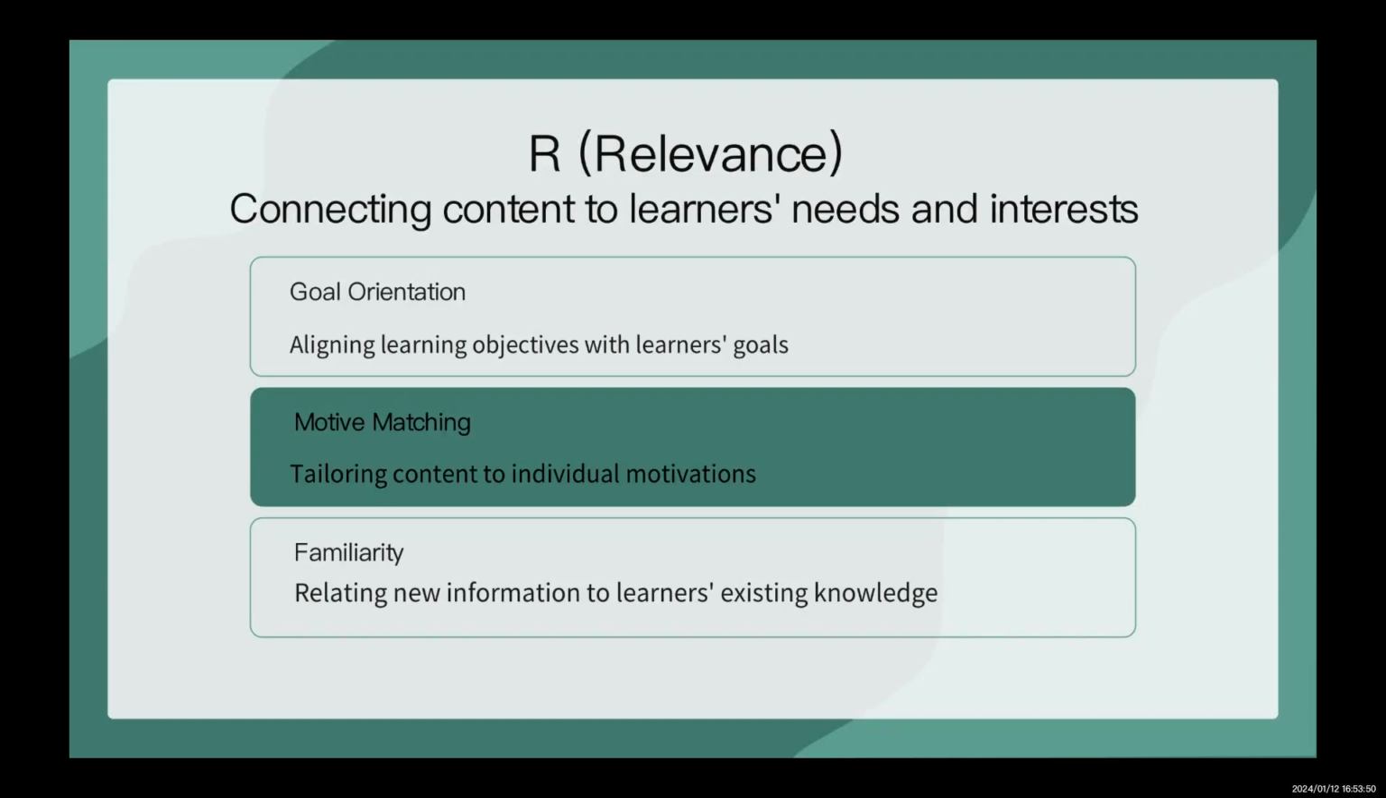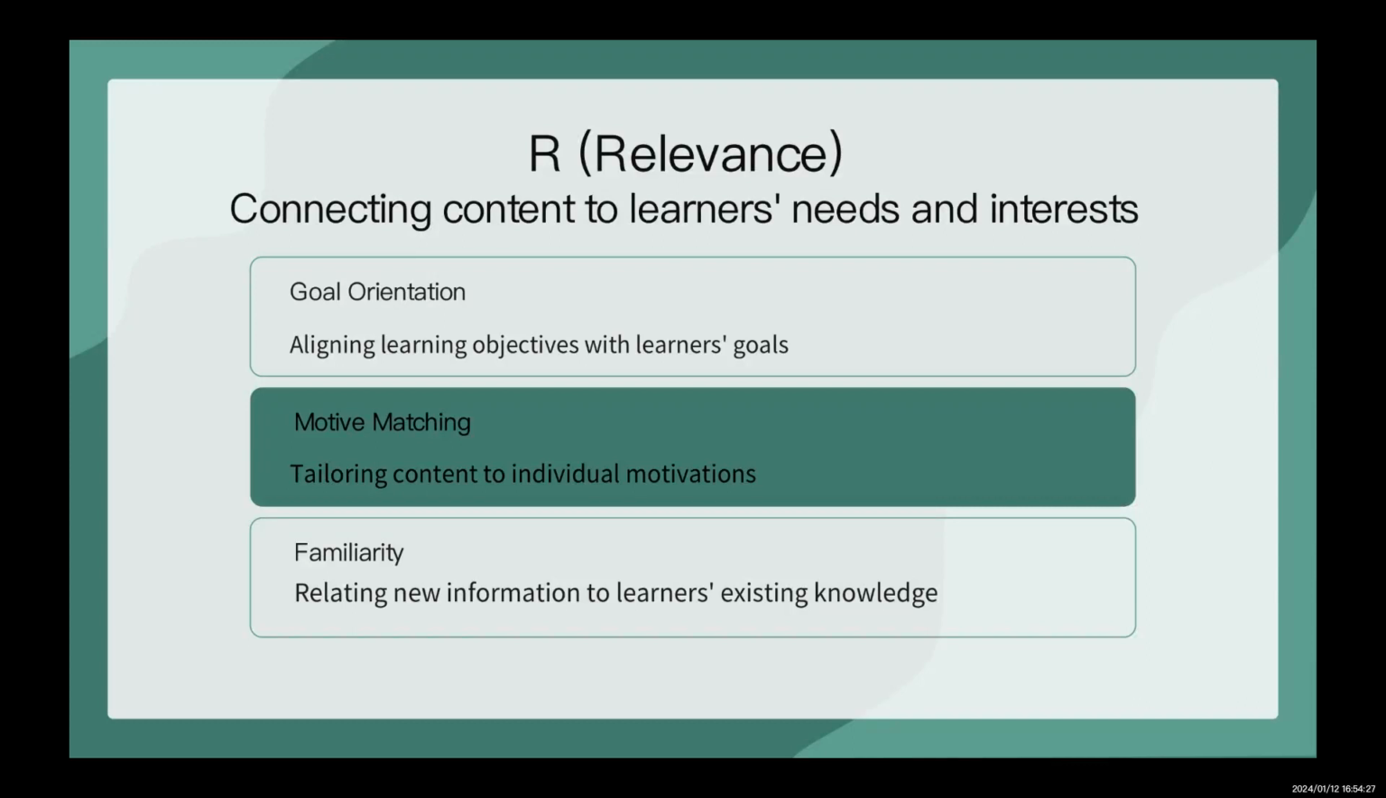So before you teach learners something, you can put this section first, and then you can make his or her personal learning process or personal instruction, in Chinese we call 因材施教, okay? And the last one is familiarity. It means relating new information to learners' existing knowledge.